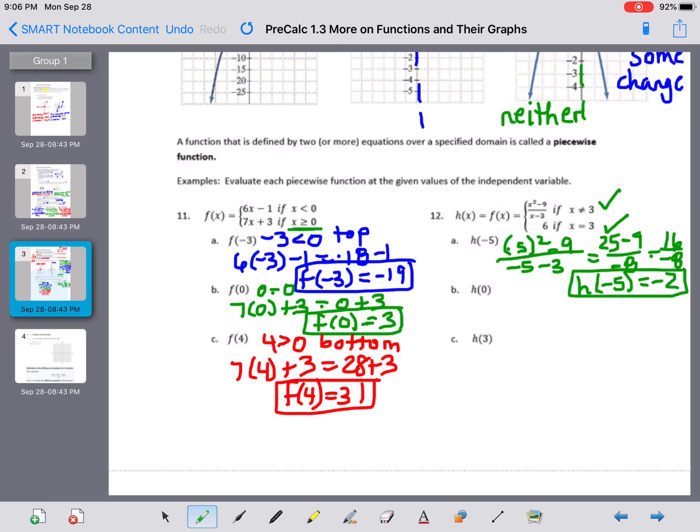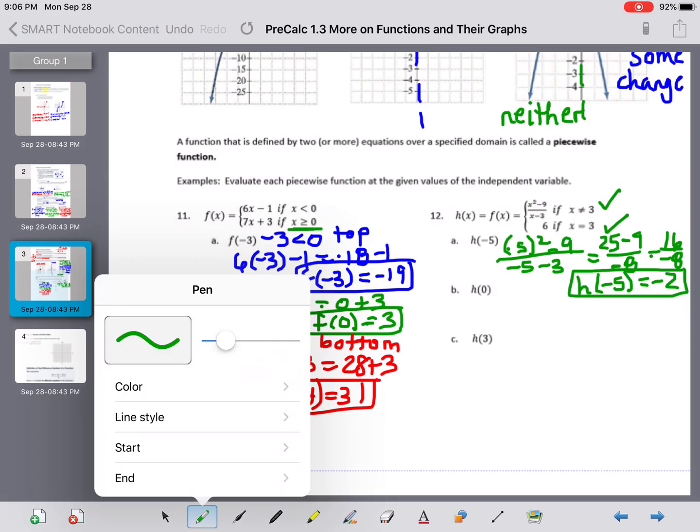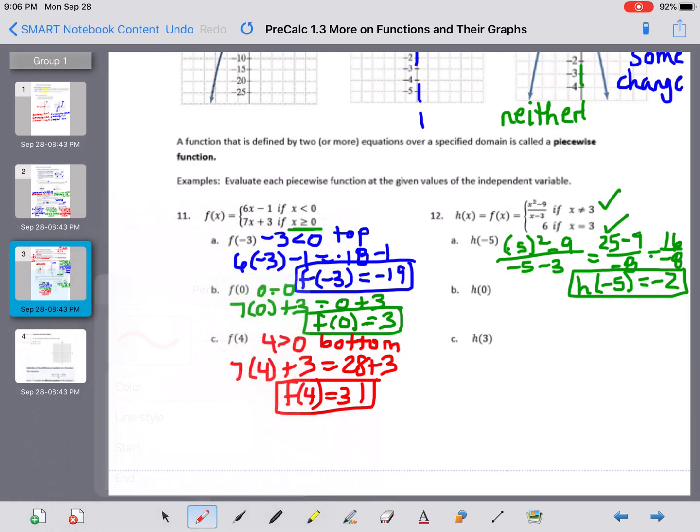All right. H of 0. Again, it doesn't equal 3, so I can go ahead and plug it into the top there. I get 0 squared minus 9 over 0 minus 3. So on the top, I'm only left with negative 9, and the bottom negative 3. So it looks like h of 0 is going to equal positive 3. Two negatives make a positive.